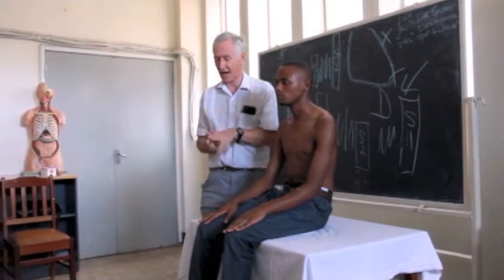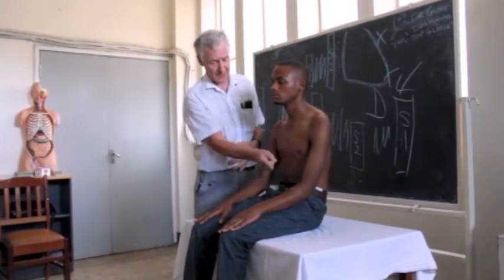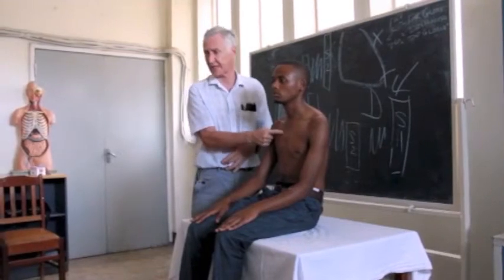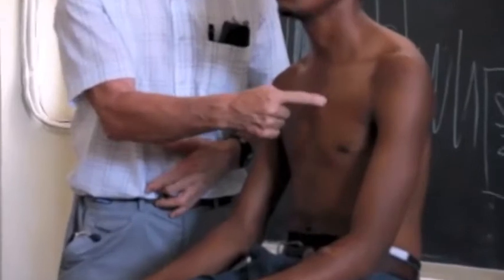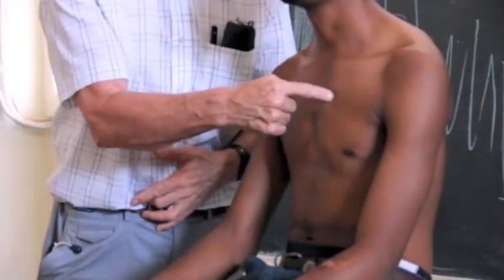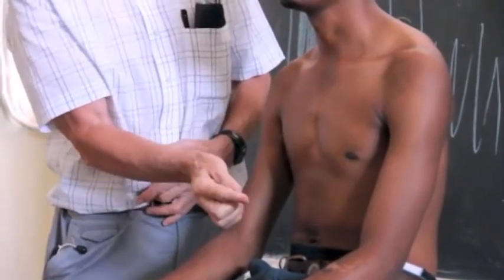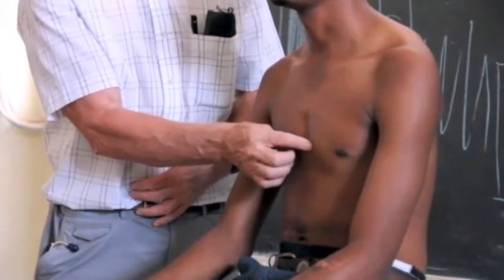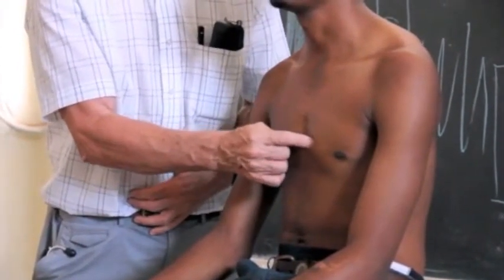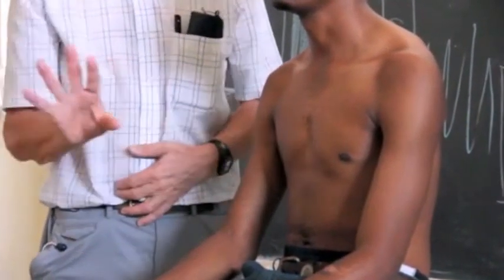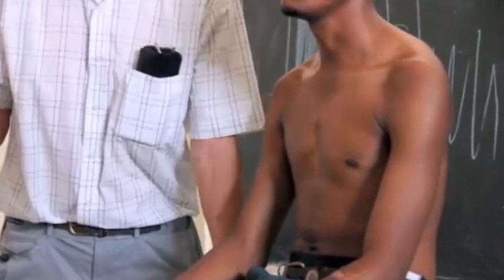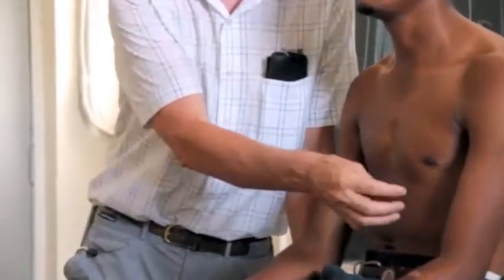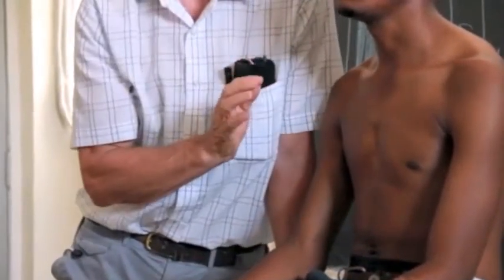And the areas are the mitral area, which is the apex beat, the aortic area, which is the second interspace to the right of the sternal edge, the pulmonary area, which is the second interspace to the left of the sternal edge, and the tricuspid area, which is the 5th interspace to the left of the sternal edge. These are the 4 areas. In practice, most people listen at 2 areas. Listen at the apex and the aortic area.